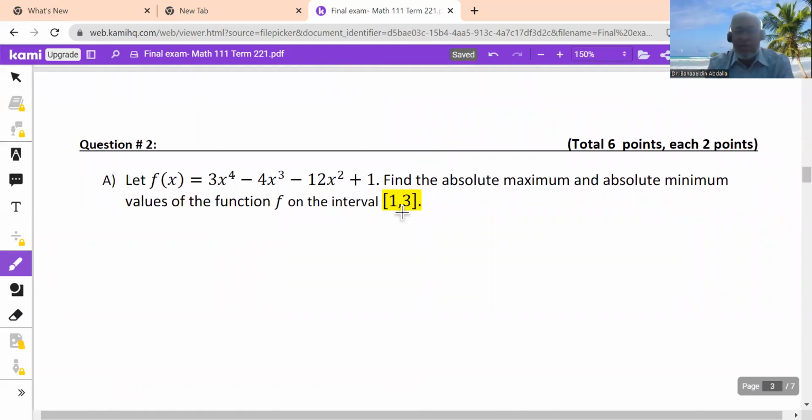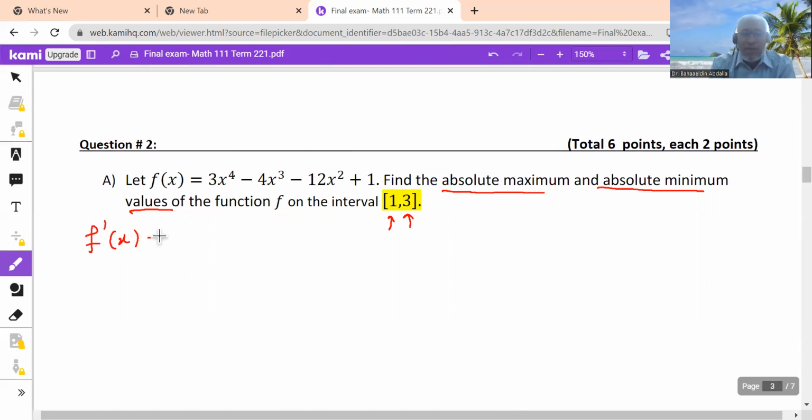All right, question 2. Let f of x be this function. Find the absolute maximum and absolute minimum values, so y values, of the function f on the interval [1, 3]. Well, we know that the absolute maximum is the highest point. The absolute minimum is the lowest point in this interval, [1, 3]. So the function could have an absolute maximum or absolute minimum, either at the endpoints of this interval or at the critical points, critical numbers of f.